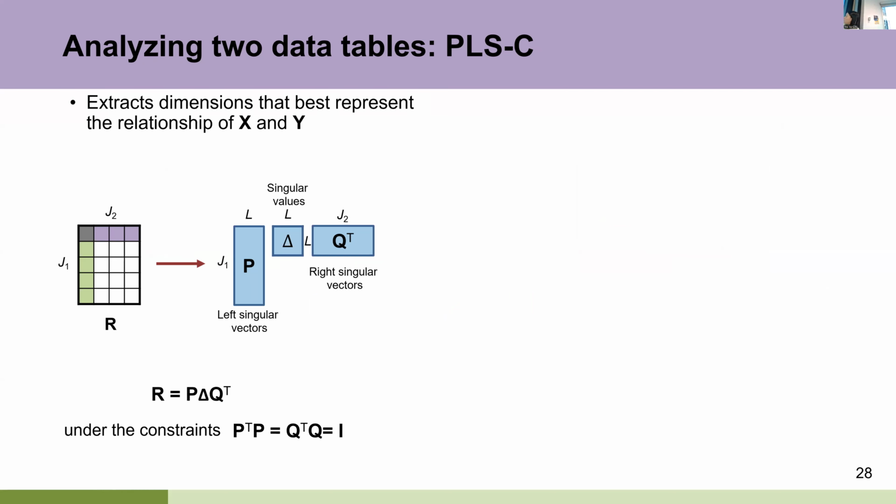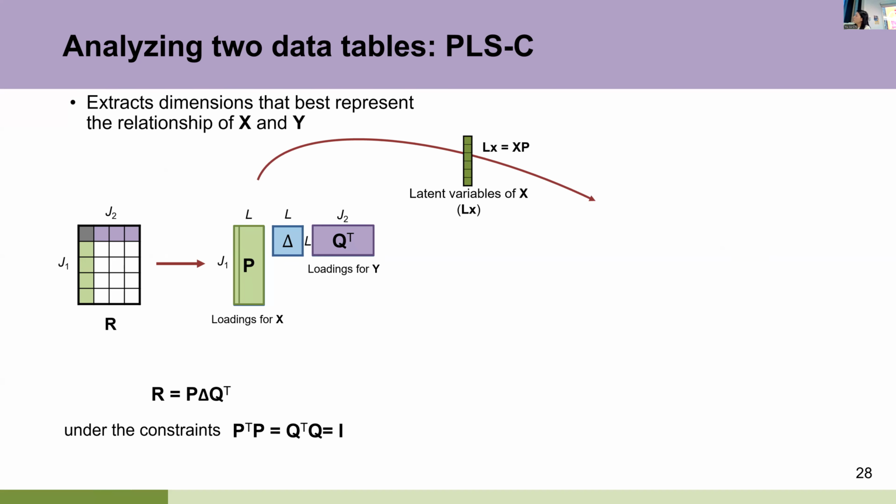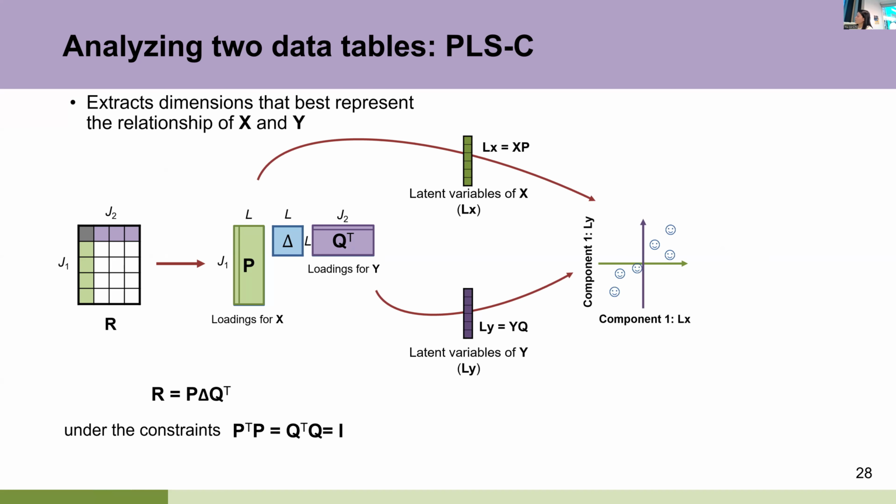And now, originally in PCA, we had all the loadings in Q, right? Now we have the loadings for X, P, and the loadings for Y, Q, where you can use both of them to compute the latent variables. And then you will plot them together. And it should look something like this, right? Because it's capturing the covariance between the two sets.